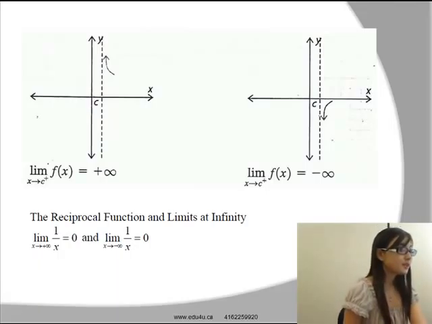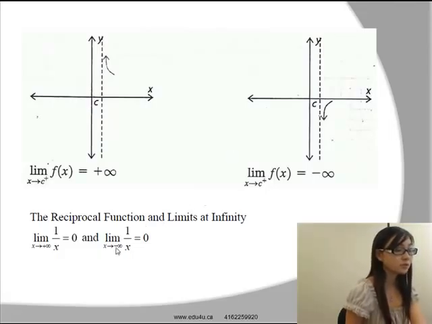Furthermore, we have the reciprocal function and limits at infinity. The limit as x approaches positive infinity of 1 over x is equal to 0. You can think of this as 1 over a very, very large number, so the limit of that will be close to 0. Not exactly 0, but very close to 0. So we just say it's equal to 0.